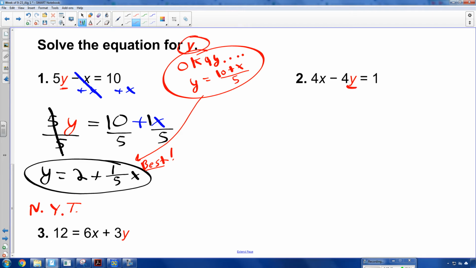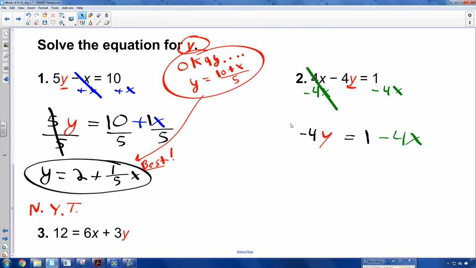We're going to focus on whatever's not touching the y first, whatever terms need to be moved by addition or subtraction. So we subtract the 4x on both sides. Gone. Now we have a negative 4x here, but we cannot combine that with the 1 because they're not similar terms. And what we're left with is negative 4y equals 1 minus 4x. And we need to get the y alone, so we need to get rid of the negative 4, which is multiplied by the y, so we need to divide by negative 4 on both sides.